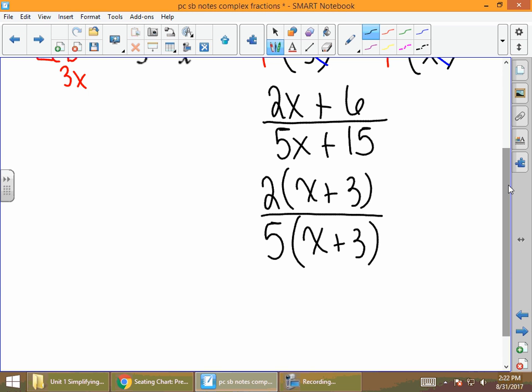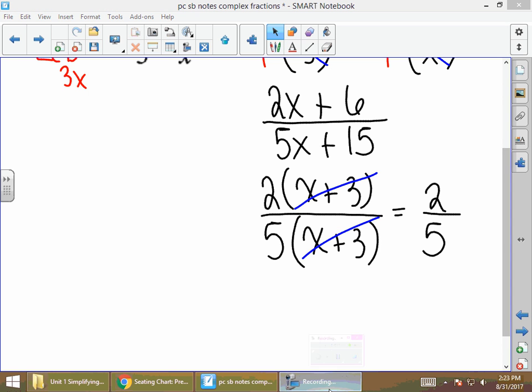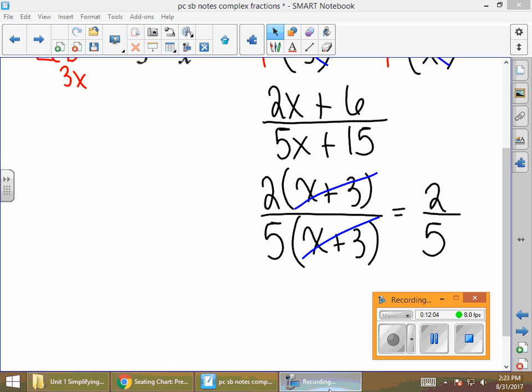And to finish, do we have anything exactly the same in the top and the bottom? And we're left with 2/5. End of part 1.